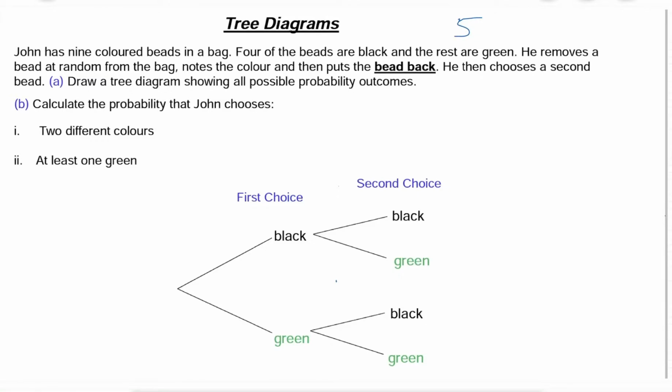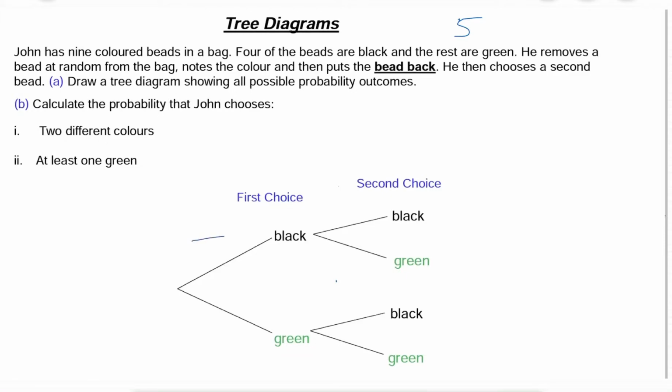He removes a bead at random from the bag, notes the colour and then puts the bead back. It's very important that we're told that he puts the bead back because now the probability will stay out of 9 for the whole question. He then chooses a second bead and we need to draw a tree diagram showing all possible probability outcomes. So let's have a look at the first choice.